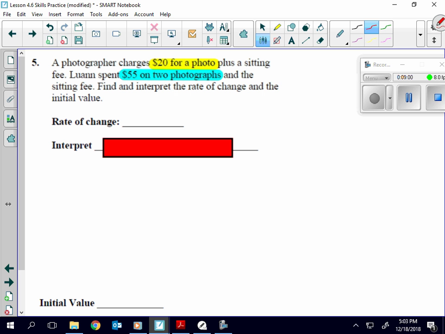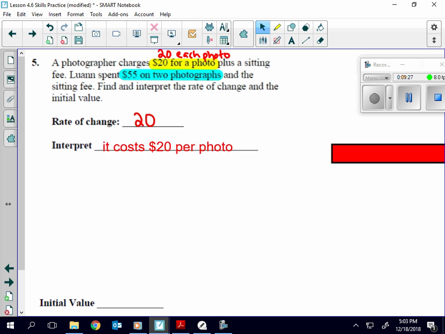Right here, $20 for a photo really means $20 each photo, or per photo, right? That's a keyword. I know they didn't give it to us, but hopefully you knew that means the same thing. So the rate of change is 20. Let's go ahead and interpret that. Read the context clues around the number 20. What does the number 20 mean? It costs $20 per photo. Okay, so that one's easy.